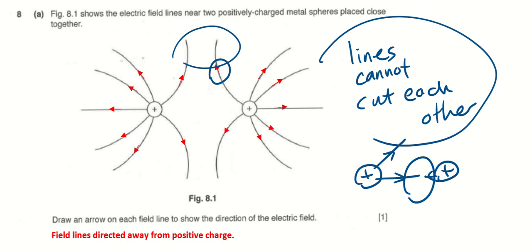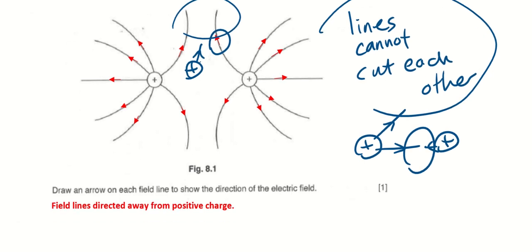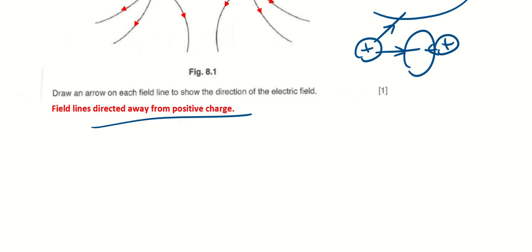How did they come out with this direction of the field? They were using a small positive test charge. So if I have a positive, the force on this will be away from it. Okay? So the field lines are directed away from positive charge.